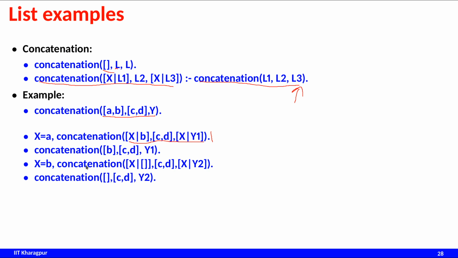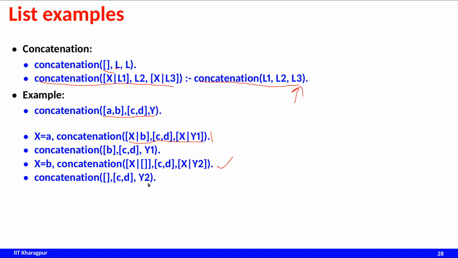Now I choose x equal to B, and again I can choose x equal to B. In order to match with this one, because I have this B followed by an empty list, this will remain as it is, and I can make this to be x followed by y2. So this is a match, and now I have to replace this body with the right hand part.